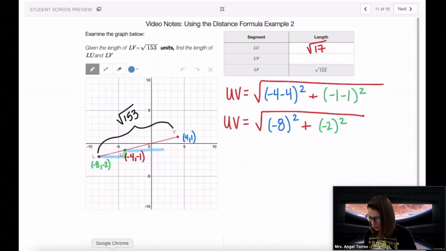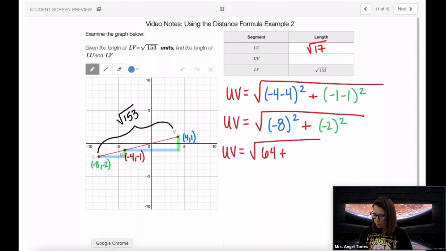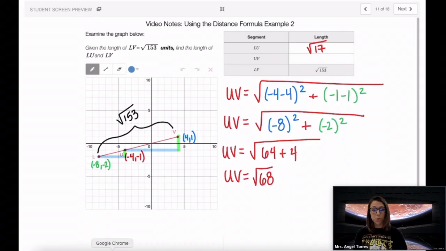Is the horizontal distance between the x's 8? Yes, it is. And is the vertical distance between the y's 2? Yes, it is. So we know that our math is correct so far. Continuing on, UV equals the square root of 64 plus 4, and UV equals the square root of 68. Because it's irrational, we're just going to leave it.